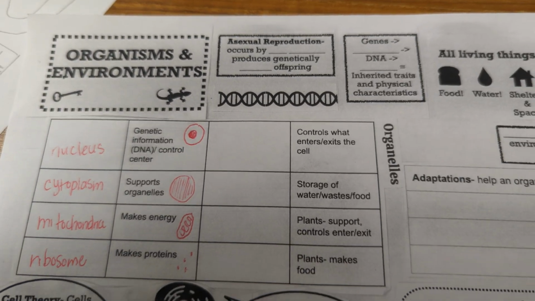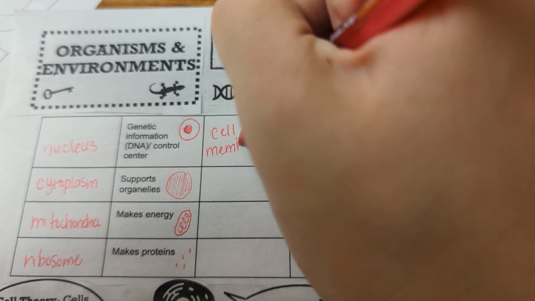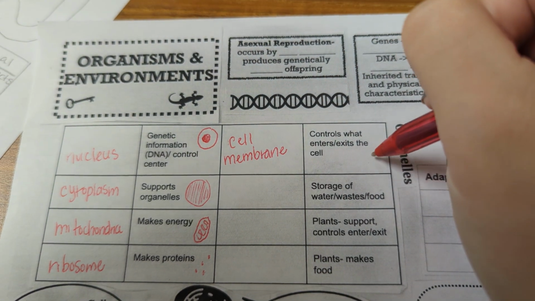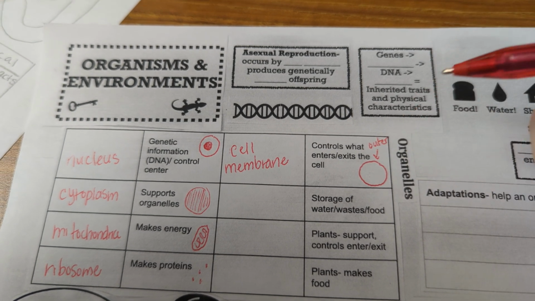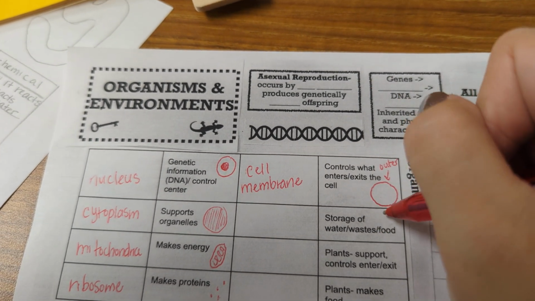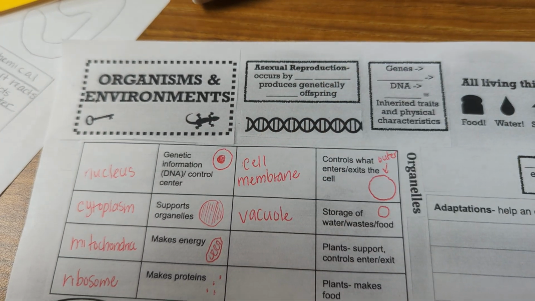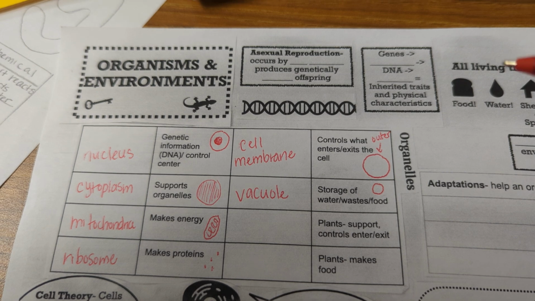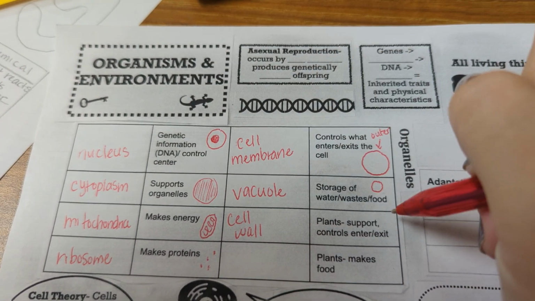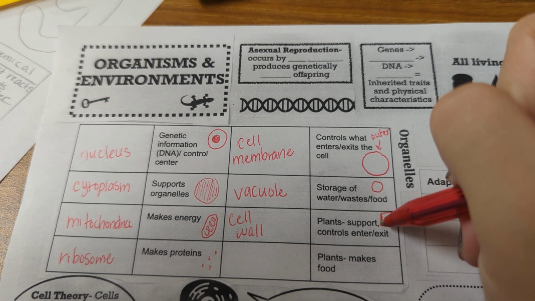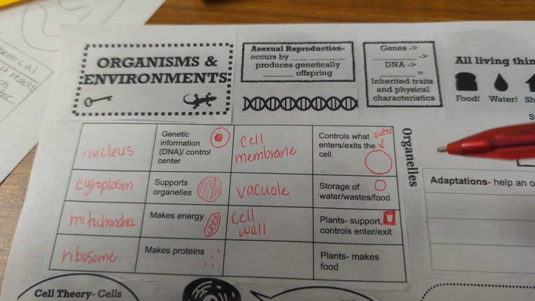The thing that controls what enters and exits the cell is the cell membrane. And that's the outer layer of the cell. Storage of water, waste, and foods might just be an empty circle. That's the vacuole. Plants support, controls what enters and exits the cell is the cell wall. And so it's usually thicker and kind of square or maybe like a hexagon.